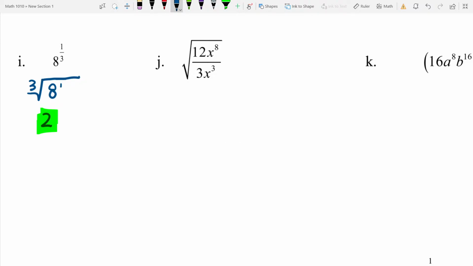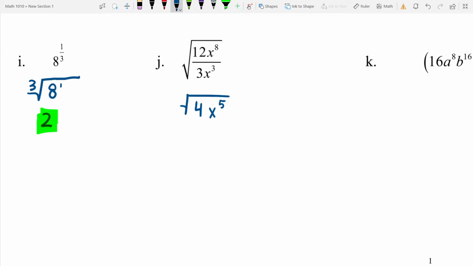Can anybody see an easier thing? Go ahead, Hope. Could you divide the 12 divided by 3? Yeah, you can reduce that. Yeah, 12 over 3, you guys, is a 4 on the top of a fraction, right? Look at the x's. 8 on top, 3 on bottom. Where do you have more on top? How many more? 5 more.